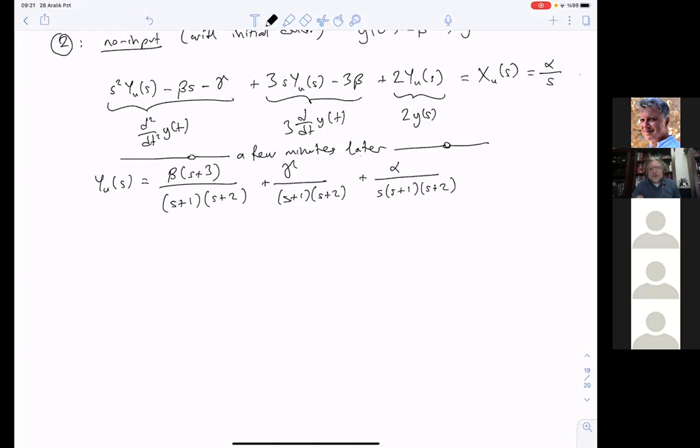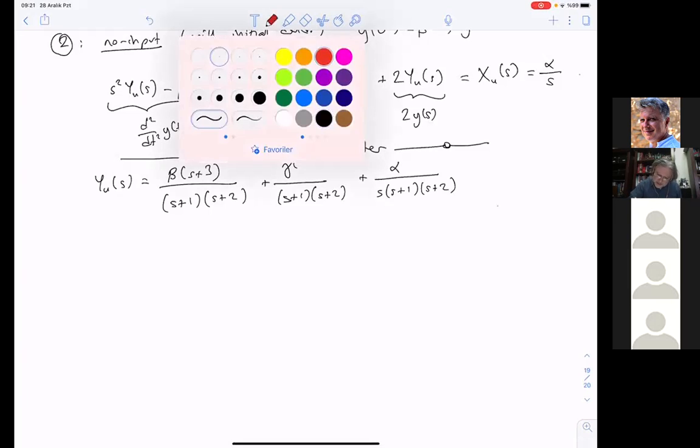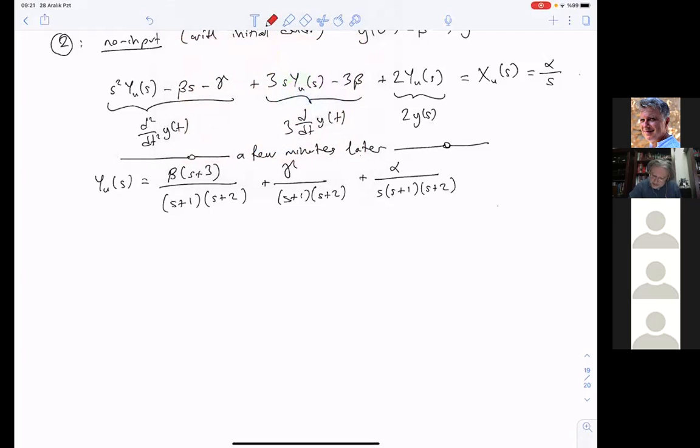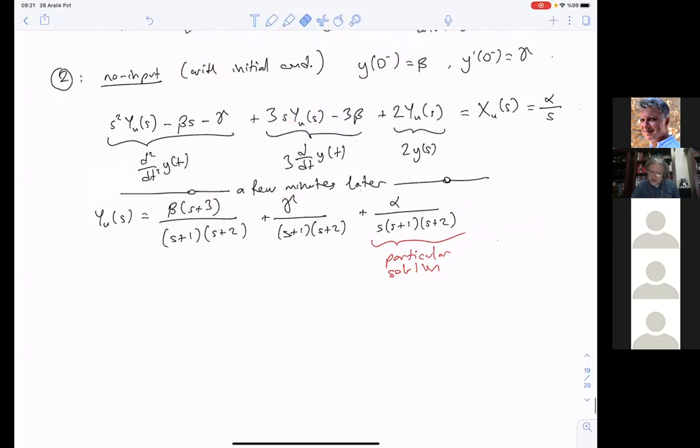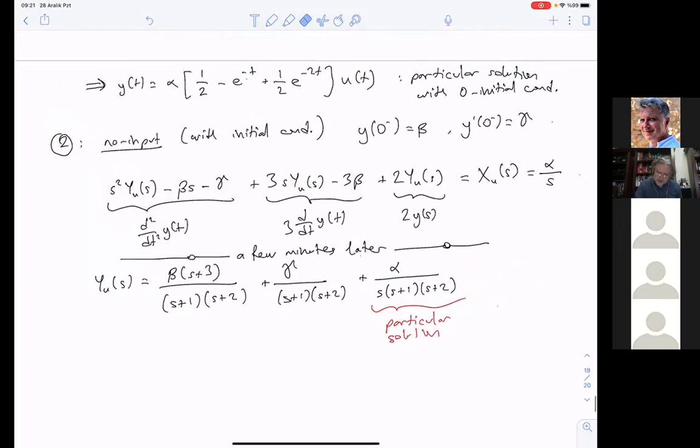So this result actually includes everything. It contains both the homogeneous part and the particular solution that we have. This is the particular solution, and it's the same result that we have obtained above this one.